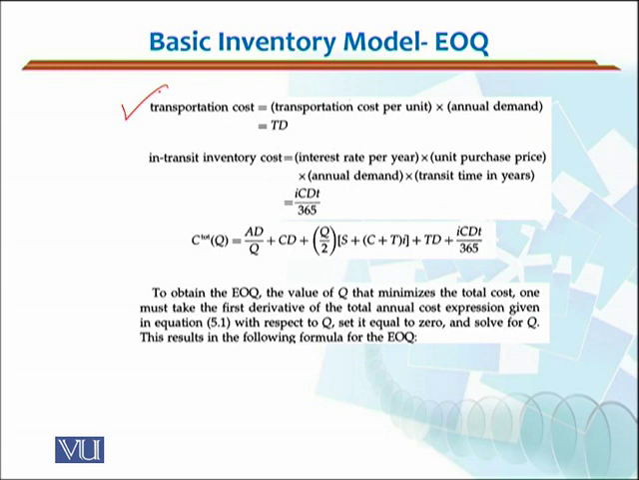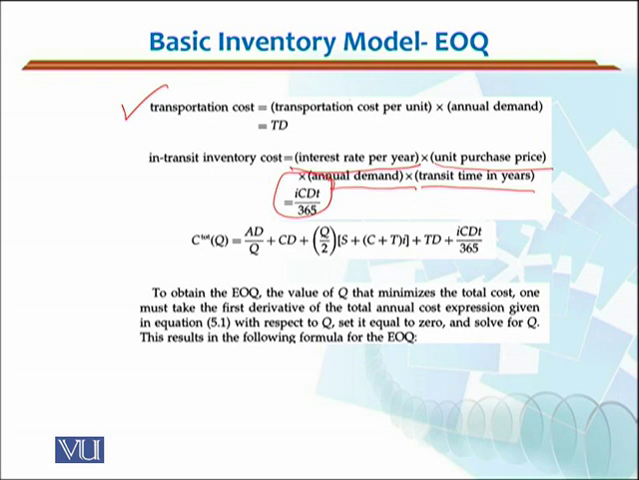In-transit inventory cost, that was the last cost which I have included in the cost function, would be the interest rate per year, that is the I, multiplied by the unit purchase price C into the annual demand D multiplied by the transit time in years. So what would that be? I C D into small t divided by 365. It is divided by 365 in order to have the same unit for all of them. It would be from per year to per day. You can actually convert it.